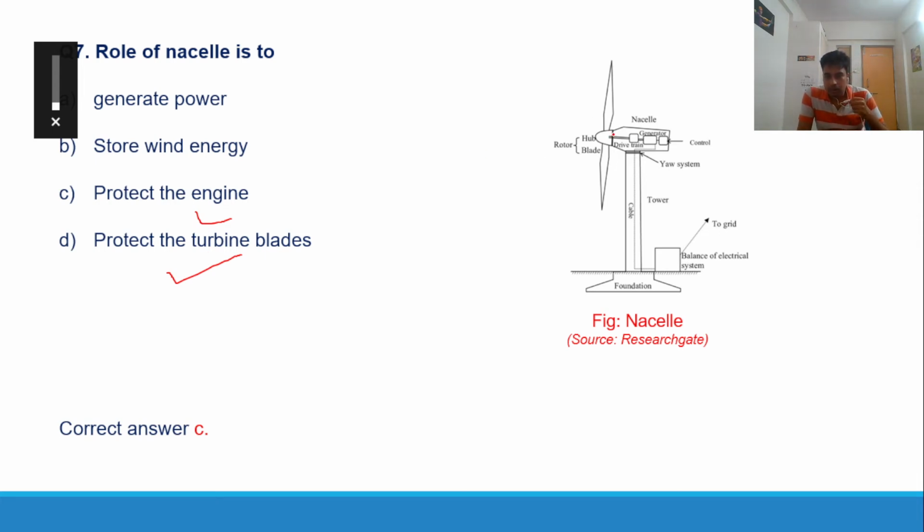This part is called nacelle. In the wind turbine, I have put the whole picture here so that you can visualize what the important components of a wind turbine are. So this is the rotor. The rotor consists of a hub, and these are called blades.